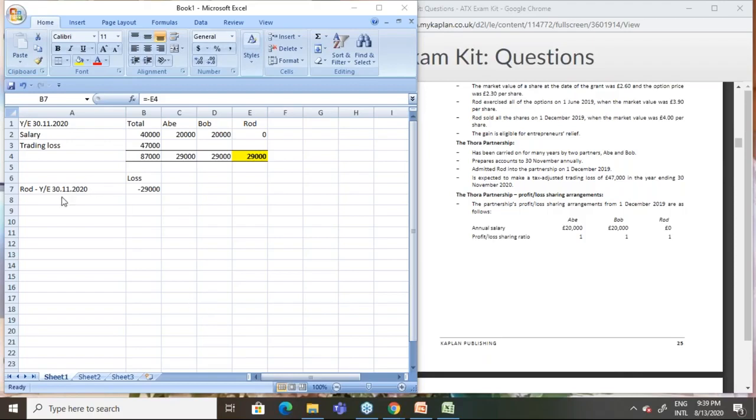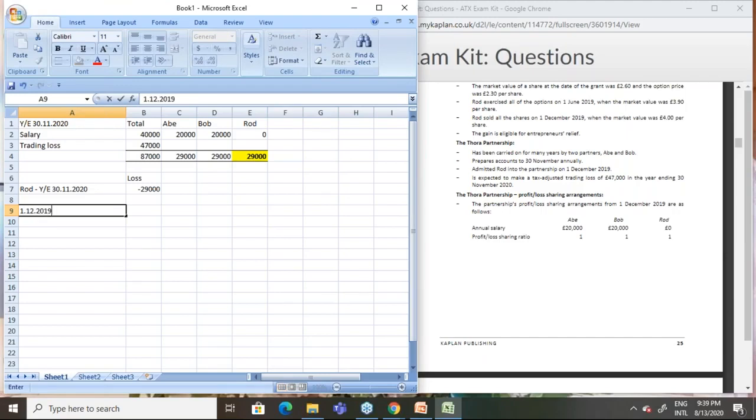So here the loss is for the year ended 30th November 2020. He joined the partnership on the 1st of December 2019. Now for Rod, it is a new business.